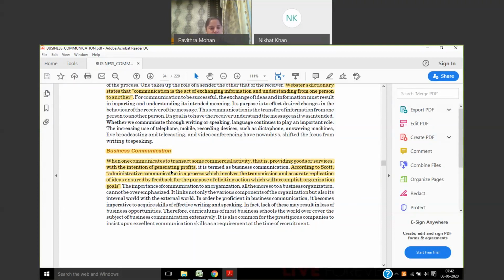Then, according to Scott, administrative communication is a process which involves the transmission and accurate replication of ideas ensured by feedback for the purpose of eliciting action which will accomplish organization goals. So the next thing they say in business communication is to ensure it's a two-way process. Once the information is passed from me to another person, I ensure I get feedback from them. Once I get feedback, it becomes easier for me to attain the organization goals.